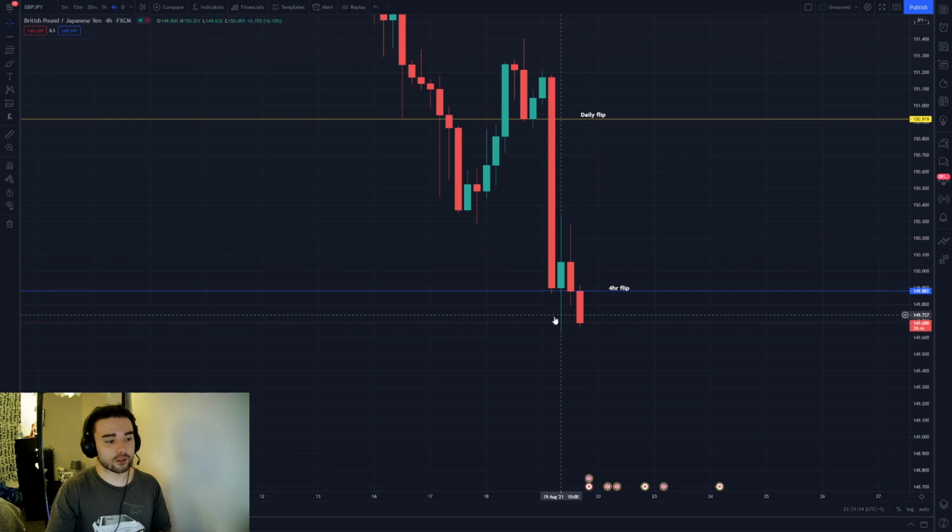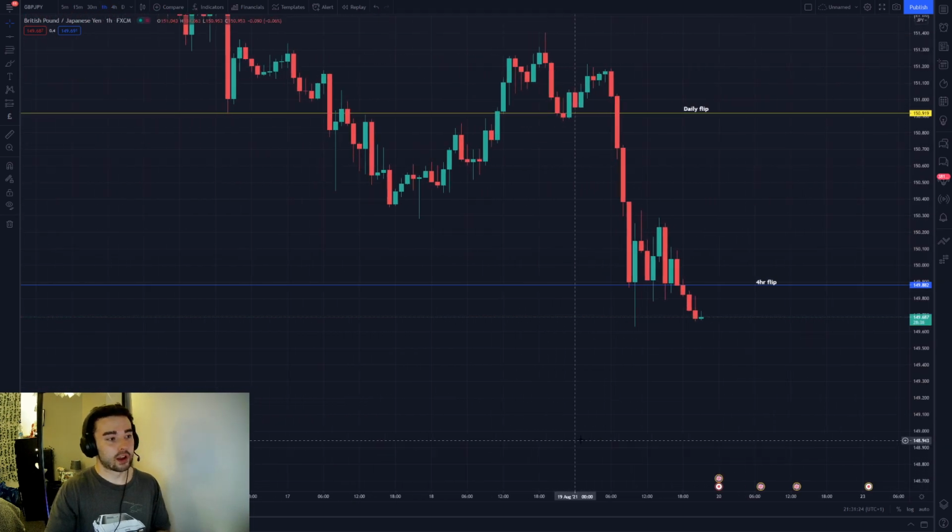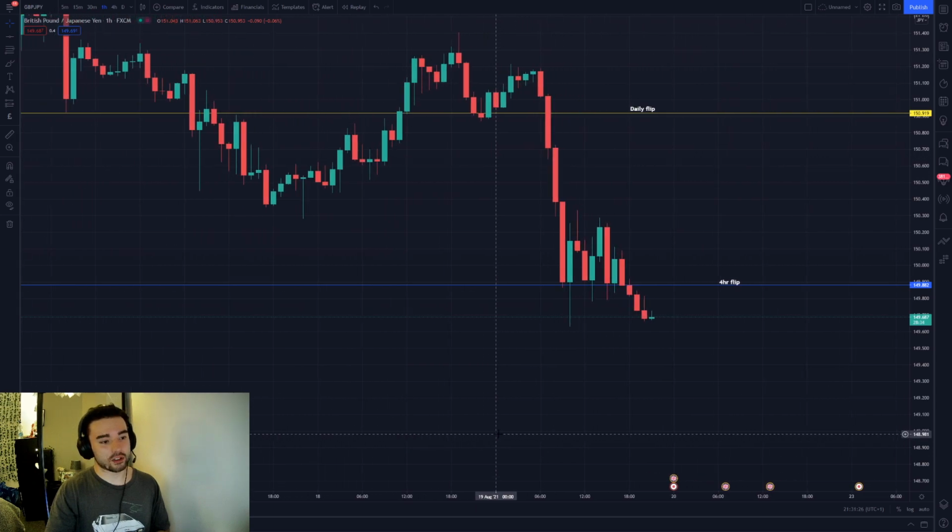So as you can see, if I was looking for trades now, I'm only looking for sells because the 4-hour is bearish and the daily is bearish. Really, really good stuff. So now we go down to the hourly time frame. Now it's going to give us a bit more level for zones here, and I'll start doing maybe a couple of zones.